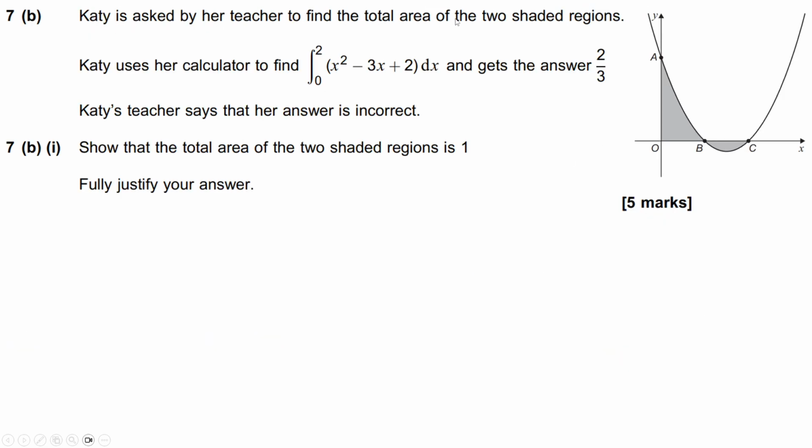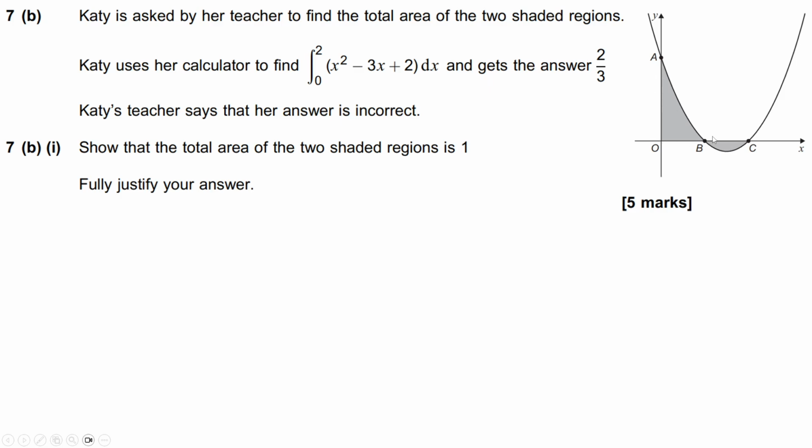Katie is asked by her teacher to find the total area of the two shaded regions. She gets the answer as 2/3, and apparently it's wrong. The reason why it's wrong is, if this curve here is this function, what she's done is integrated from here to here. This is wrong because the area under here would yield a negative result because it's below the x-axis, and so it's kind of cancelled down with some of this positive area here. Hopefully that makes sense.